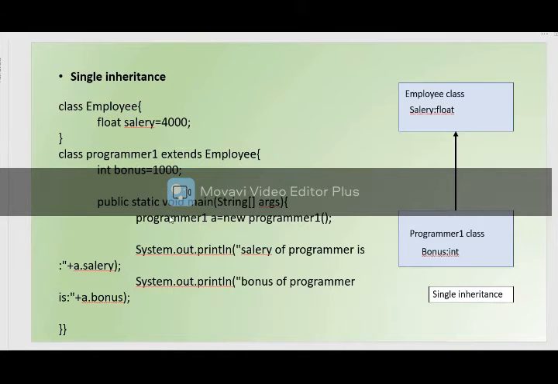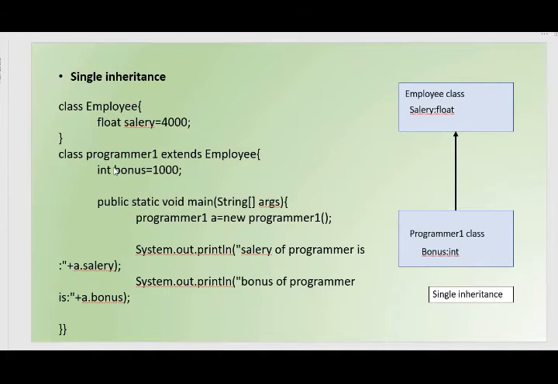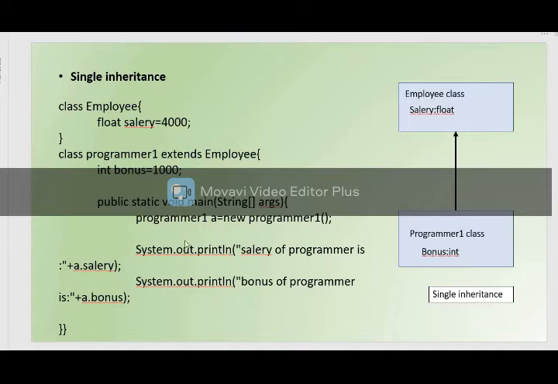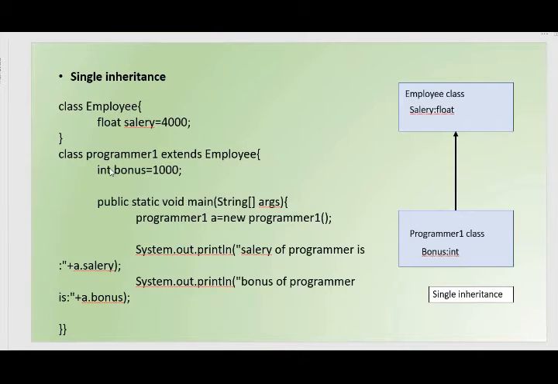It cannot access the programmer class's attributes. Therefore, we use the programmer one class to create an object. If we use the programmer one class to create an object, the programmer one class can access both the attributes and methods of the employee and programmer classes. Therefore, we use the programmer one class to create an object.